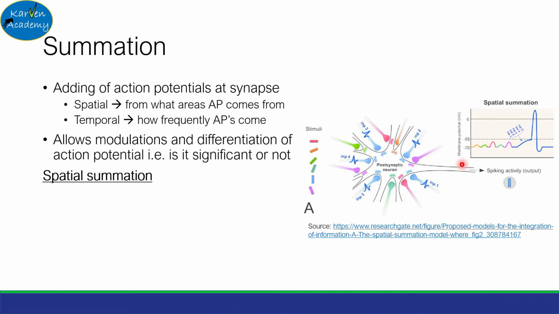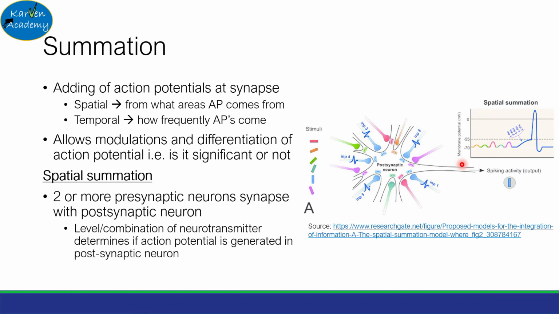So let's have a closer look at spatial summation. So in spatial summation, two or more presynaptic neurons synapse with the postsynaptic neuron. And as you can see in the diagram, there are 4 to 5 inputs. And because neurons can either release excitatory or inhibitory neurotransmitters, the level and the combination of the neurotransmitters will determine if an action potential is generated in the postsynaptic neuron. So this is an example shown in the diagram where 5 inputs together summate and cause an action potential to be generated in the postsynaptic neuron.